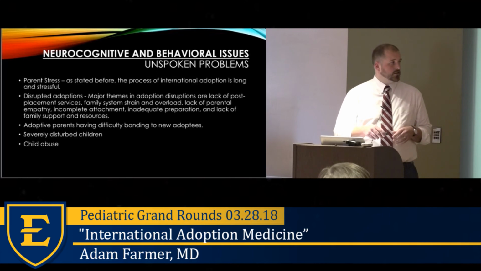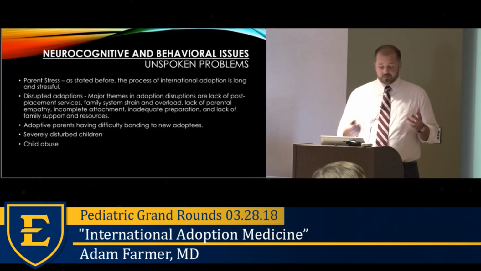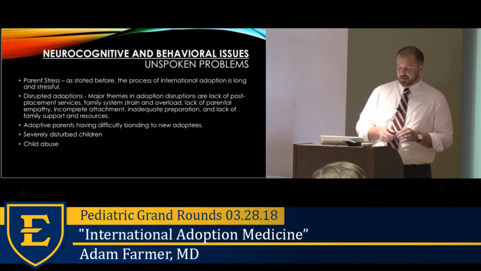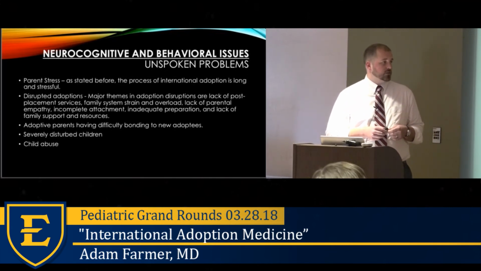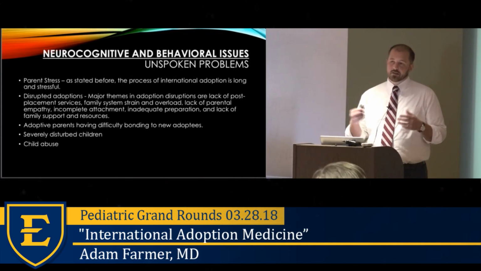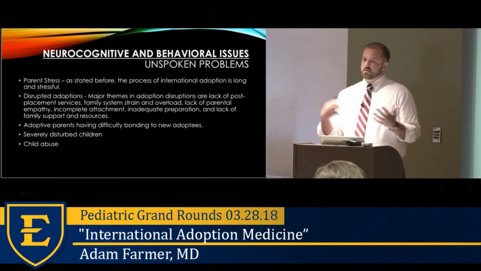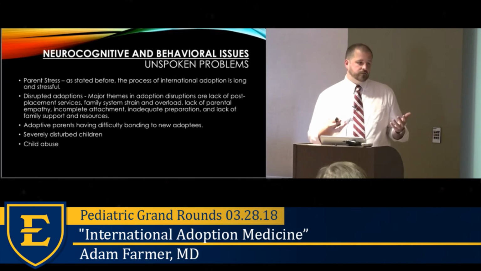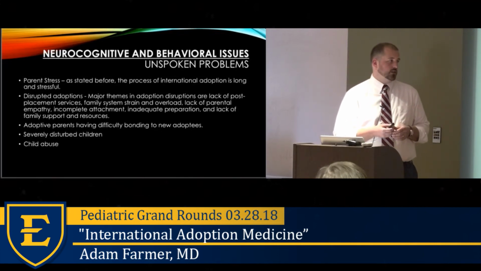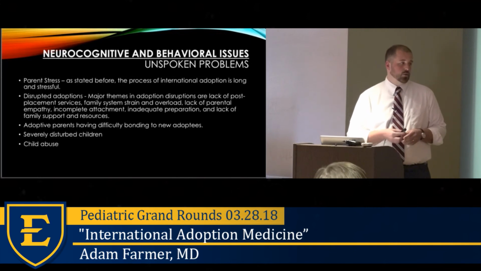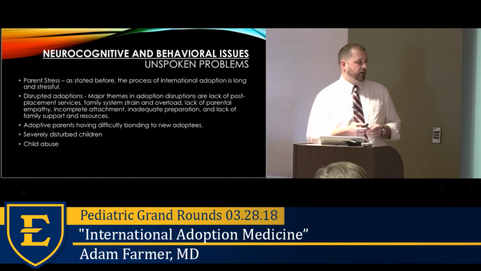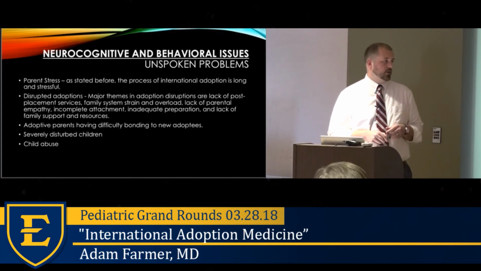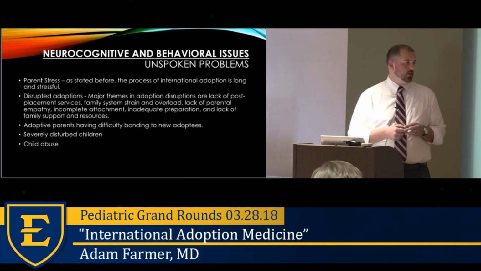A lot of the themes that you might see in disrupted adoptions: lack of support post-placement, family strain, lack of parental empathy, incomplete attachment disorders for different reasons. Parents who've worked very hard to get these children adopted, sometimes it doesn't work out for a lot of different reasons, and these children are put up for adoption again. Sometimes, again, we talked about children having difficulty with attachment. It can be difficult for parents to attach as well to their adoptees.